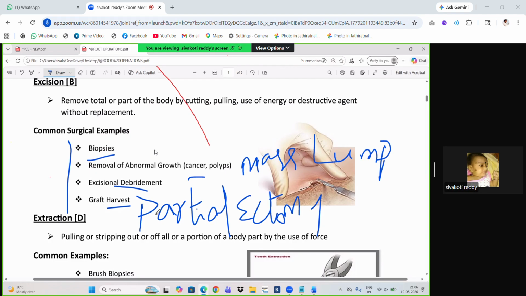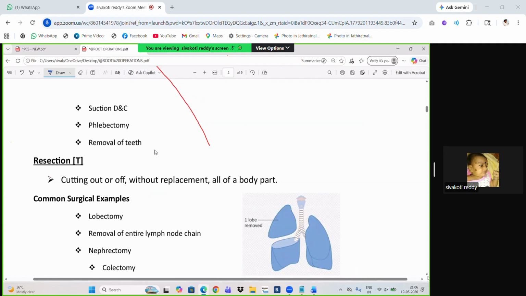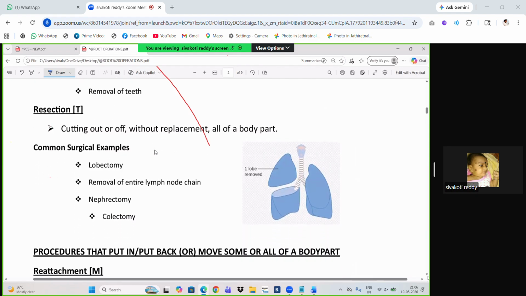Next, resection. Resection, note down. Cutting out or off, without replacement, all of a body part. If they remove a portion of a body part, it is excision; a complete body part should be resection.